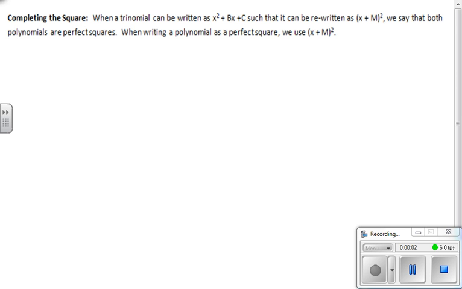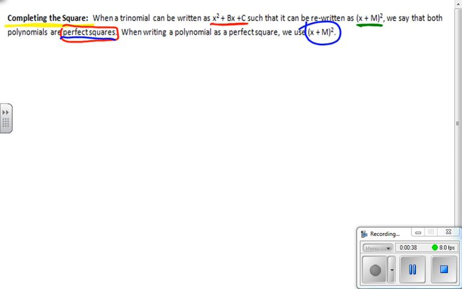Continuing on our 6.4 lesson, remember we are talking about completing the square. When we are given a trinomial, such as x squared plus bx plus c, that we can rewrite so that we can get it into that good old (x plus m) squared, we'd say that both polynomials are what we call perfect squares. And anytime we're asked to write a polynomial as a perfect square, we want it in that (x plus m) squared form.